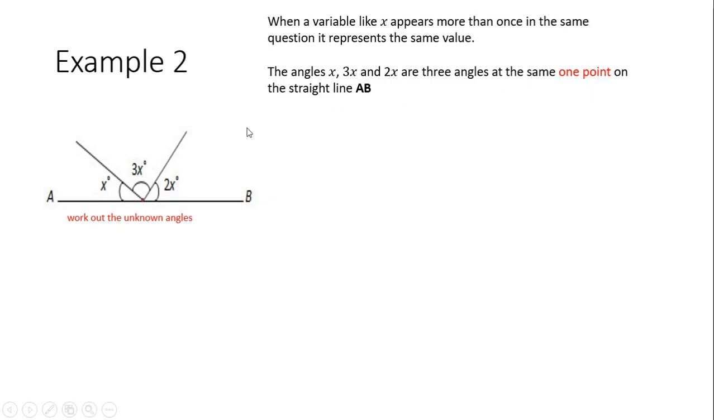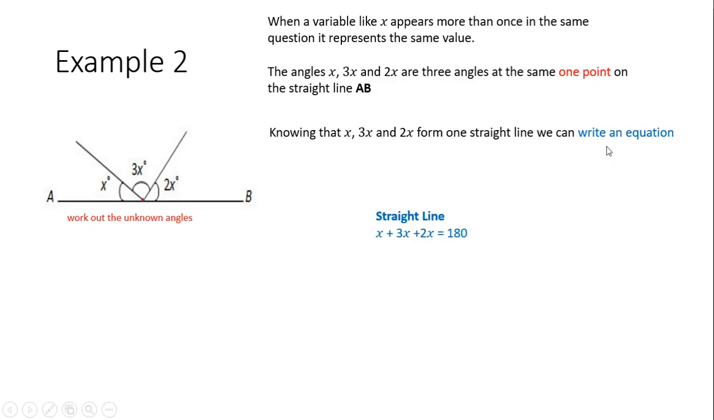Okay, so the angles x, 3x, and 2x are 3 angles at the same one point on straight line AB. Again, I've marked that point for you, and I've shown you that from A to B, it may look like a straight line, but it could possibly be 178 degrees or 179 degrees. It could be a tiny bit smaller, a tiny bit bigger than 180 degrees, but I've told you that this is a straight line AB that is 180 degrees.